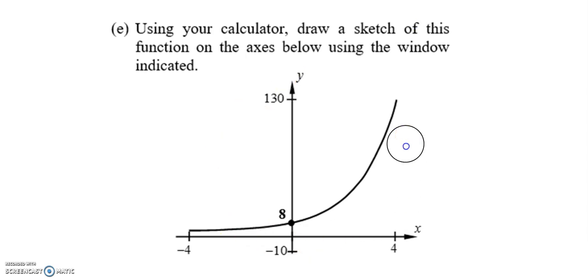So this is a perfect example of an exponential graph. You could tell it's not a linear graph because it's not a straight line. So this is an exponential function. You will have to know the difference between linear functions, exponential functions, quadratic functions. So make sure you understand that this is exponential.